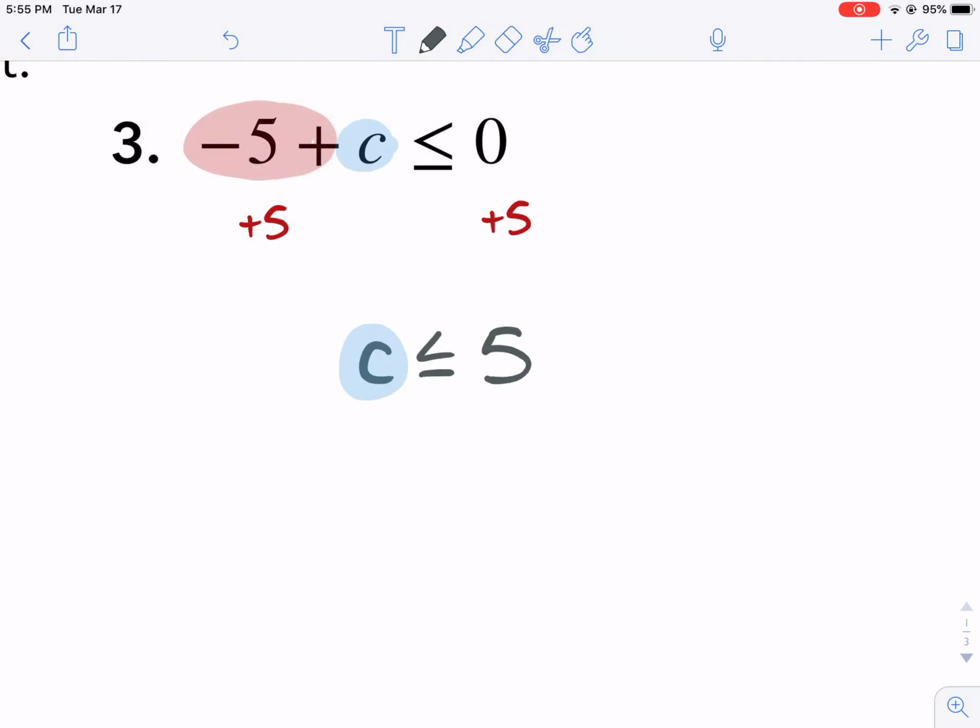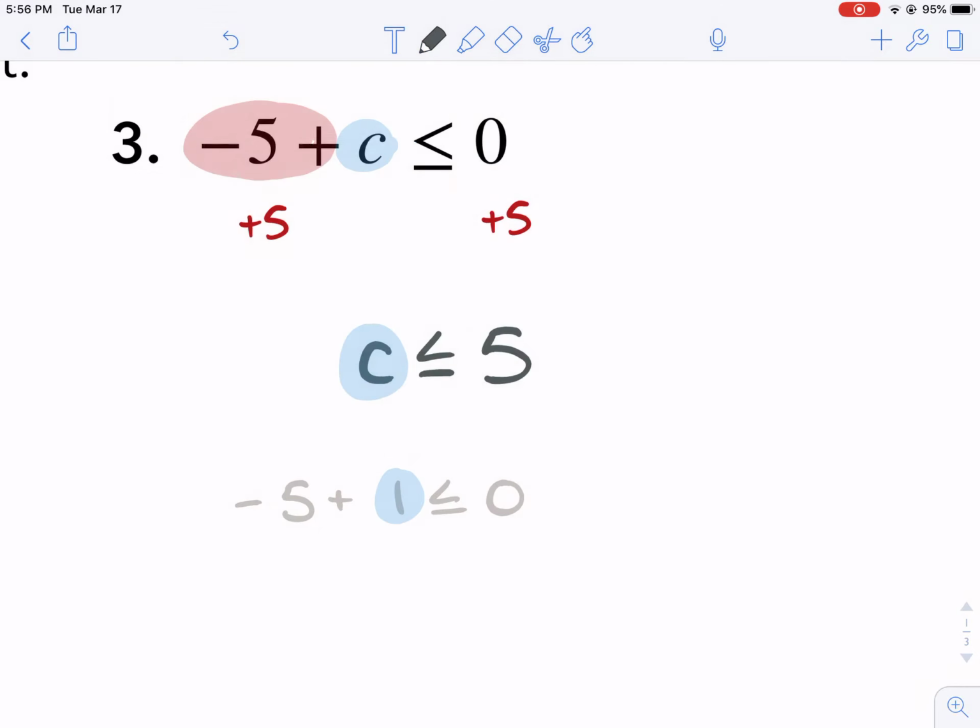Is it true that negative 5 plus 1 is less than or equal to 0? Well, negative 5 plus 1 is negative 4, and negative 4 is less than 0. So yes, we did this correctly.